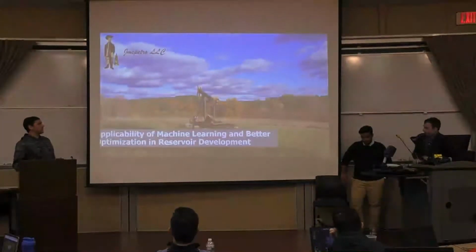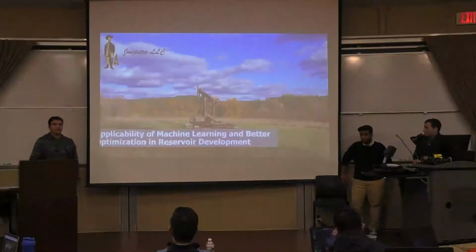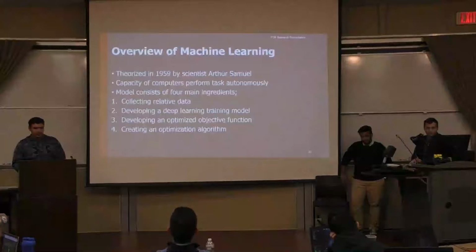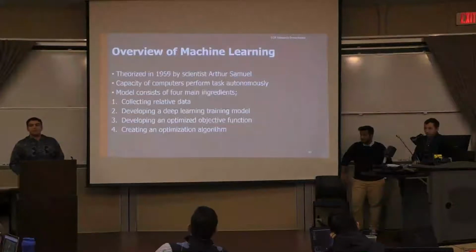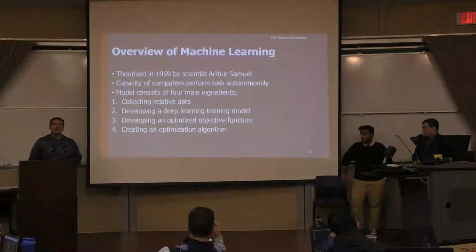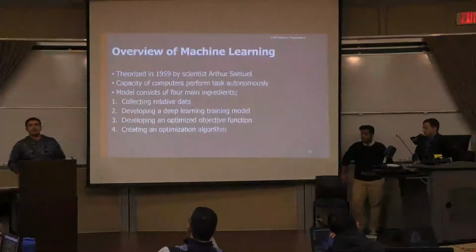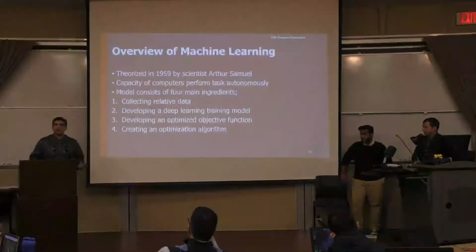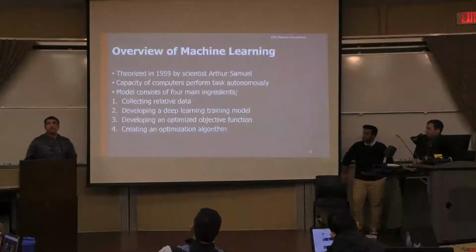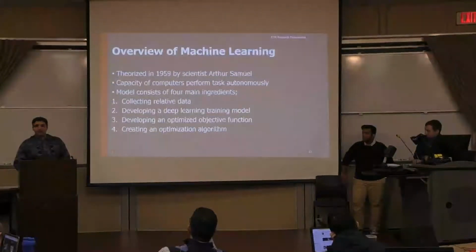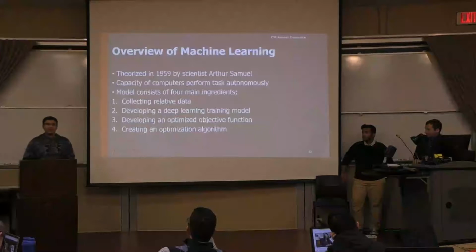The applicability of machine learning and better optimization in reservoir development. First, brief and quick information about machine learning. In 1959, an American computer scientist named Arthur Samuel created and theorized the idea of machine learning. He used that term to describe the capacity of computers to educate themselves on how to solve a task. Machine learning has since then evolved into a very significant concept that's seen as artificial intelligence, known as AI.